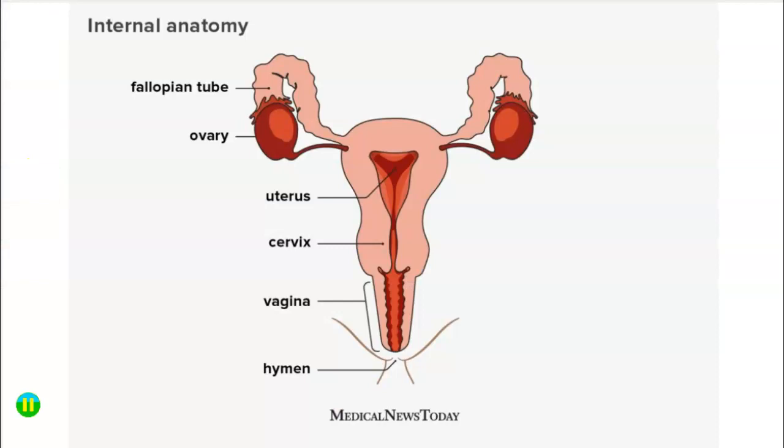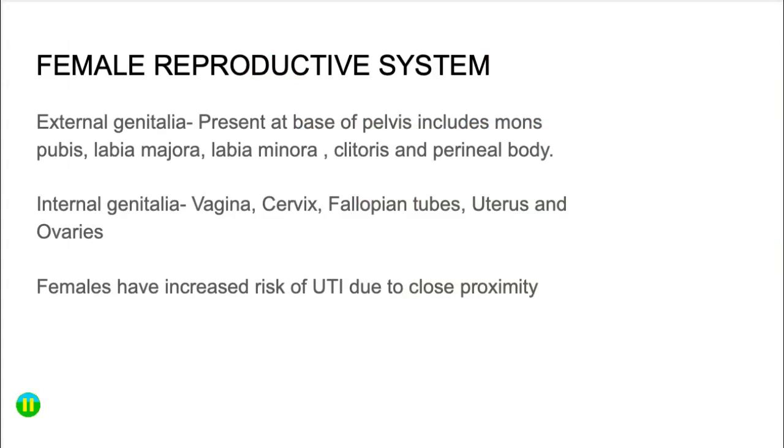So that's pregnancy. Now about the internal anatomy. The fallopian tube, the ovary, uterus, cervix, vagina, the hymen. And that'll be the external part of the anatomy of the female reproductive system. The external genitalia is what we've not shown, but we know it's got the labia majora and minora, the clitoris, the perineal body, and the internal genitalia, as I just showed, consists of the vagina, the cervix, fallopian tubes, uterus, and ovaries.